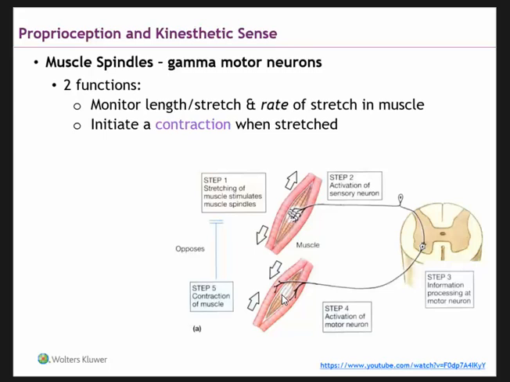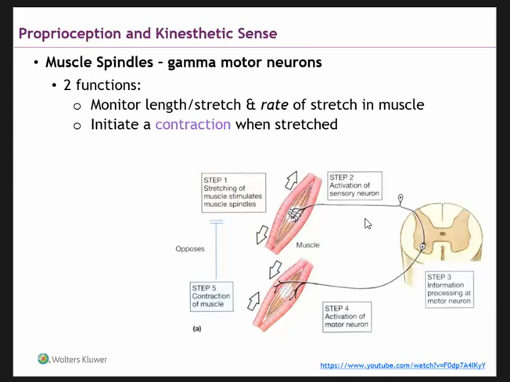stretch sensitive tissue. What this tissue will do is detect the stretch, and then it activates a sensory neuron, which is sent to the spinal cord. It's processed at the spinal cord, and then a motor neuron is sent back to the same muscle that was stretched, and then that muscle contracts. So my question for y'all is, why does the muscle contract? What's the point of this response?